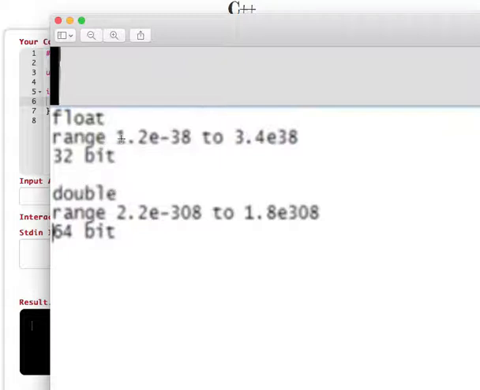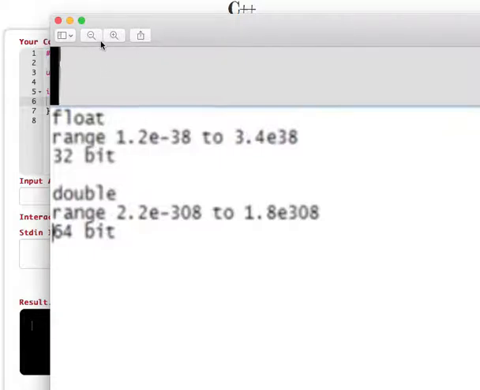The range of the float starts from 1.2 times 10 to the power of negative 38, a very small number, to a big number. And for double, the range starts from 2.2 times 10 to the power of negative 308, so it's actually much smaller than this, to a much bigger number than this. But it also takes up more memory. It takes 64 bits, but float only takes 32 bits.